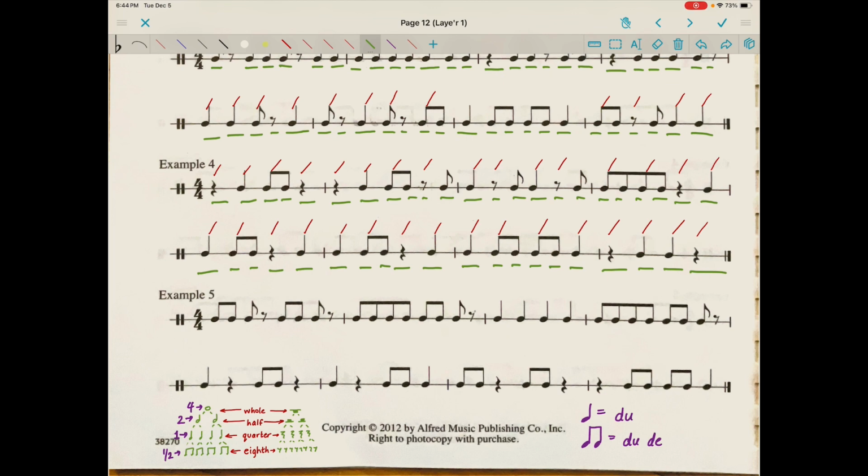Ready, speak. Do day, do. Do day, do. Do day, do day, do day, do. Do, do, do, do. Do day, do day, do day, do. Do, do day, do. Do day, do. Do day, do day. Do day, do day, do.